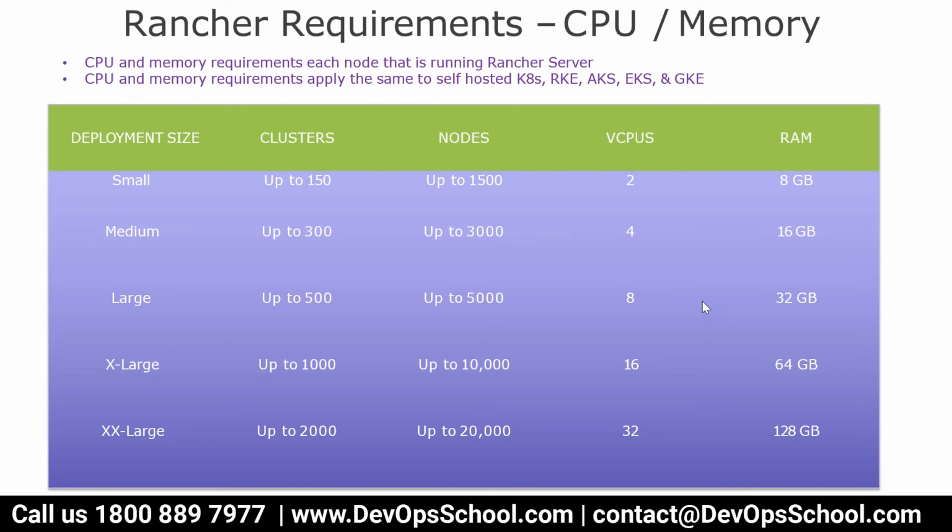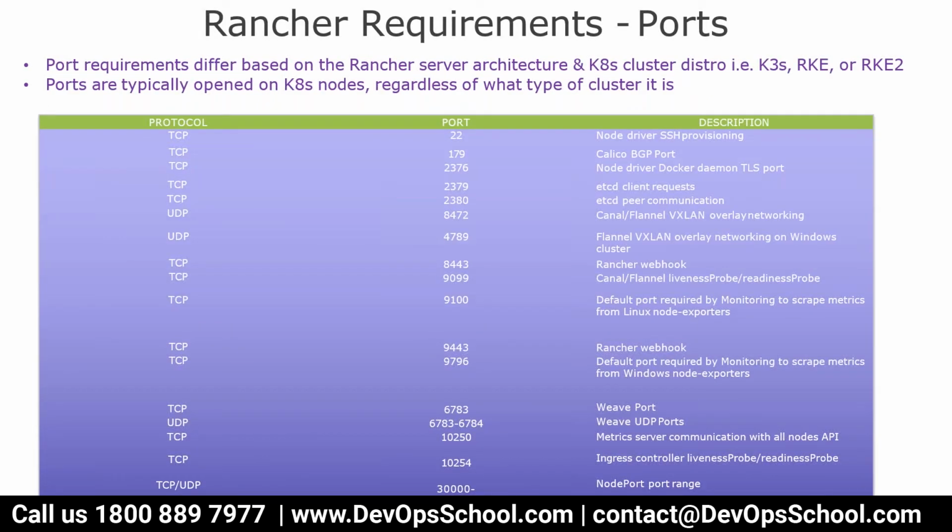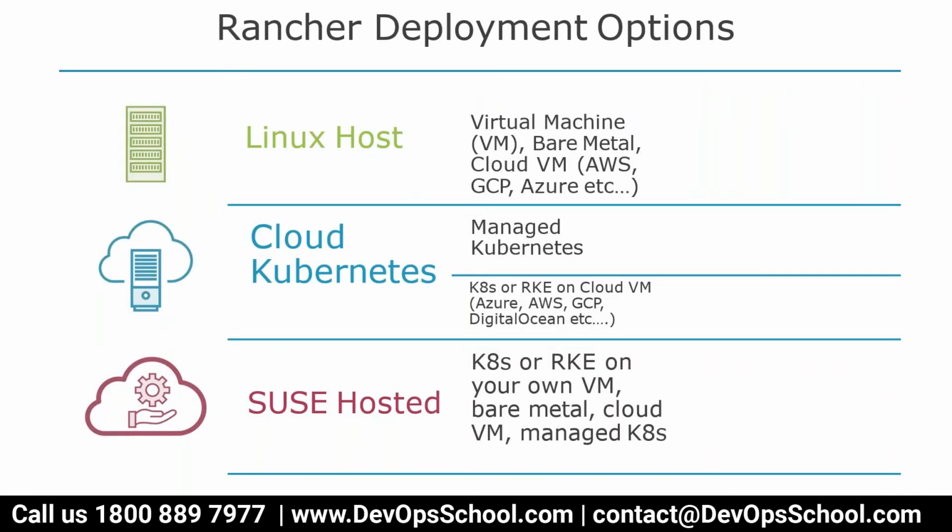Okay, this is just for the production environment. For medium, 300 clusters, if you want to deploy 3000 nodes, something like that. So this is just for understanding. Some of the support requirements, we need to study in a little more detail. Port requirements differ based on the Rancher server architecture and the Kubernetes cluster distro you are using. So these are the port requirements we have.